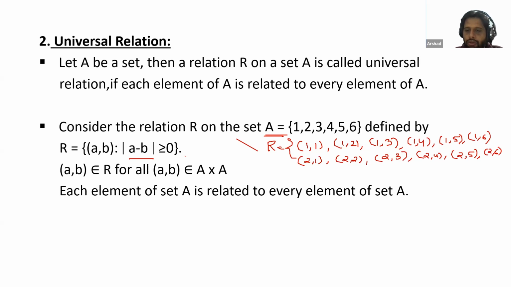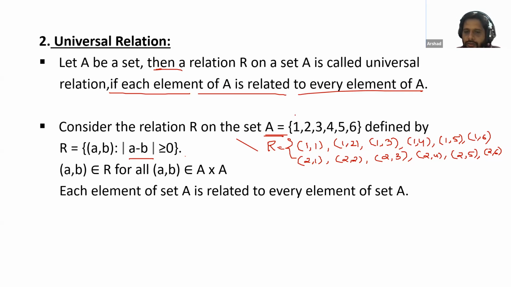Similarly, we can find all the ordered pairs. So here every element will be related to each element of set A, because we have a modulus and the answer should be greater than or equal to 0. That's why we take all the elements. This is the universal relation. Please check the definition again: let A be a set, then a relation on a set is called universal if each element of A is related to every element of A.